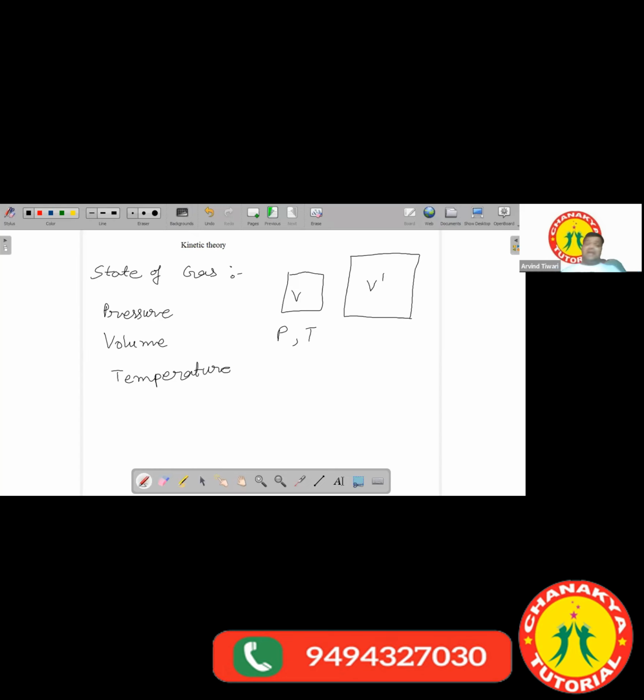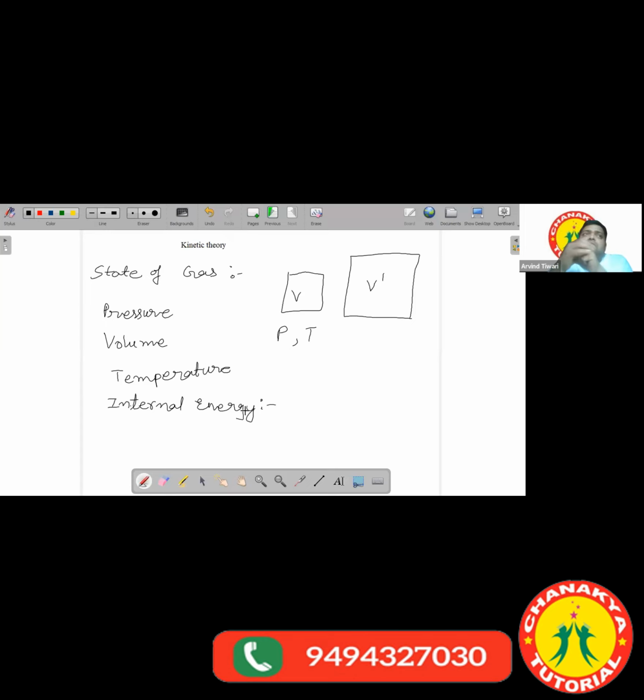Okay. So another thing here, we will be studying about the internal energy of the system. So what do you mean by the internal energy? I did not get it, sir. Do not know. Okay. So internal energy means the total energy possessed by a gas.